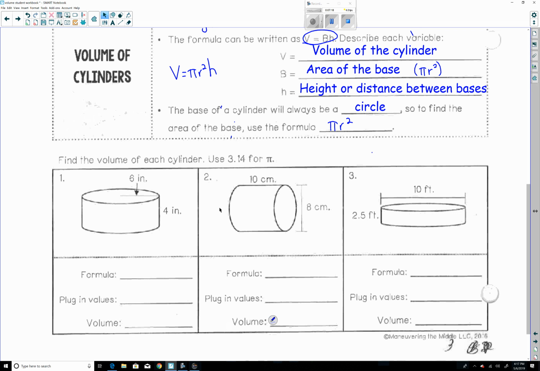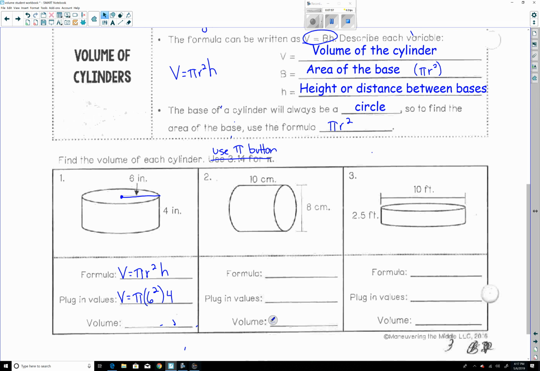So find the volume of each cylinder. Don't use 3.14, use the pi button. Okay, so our formula: volume equals pi times the radius squared times the height. Let's plug in the values. This is the radius, starting in the center and going to one edge. So volume equals pi, we're going to hit that pi button, times the radius, 6 squared, times the height. I'm going to put that in parentheses, and the height is 4.